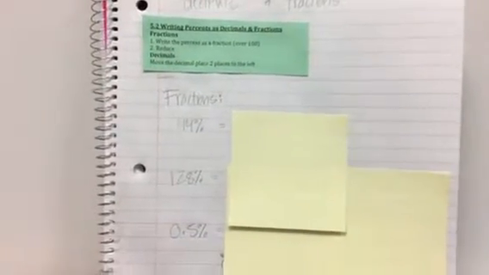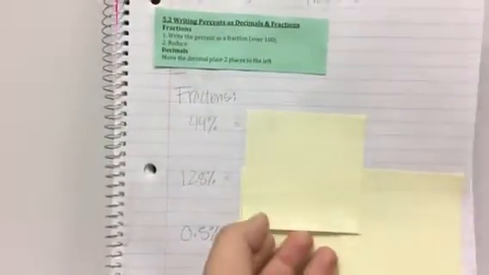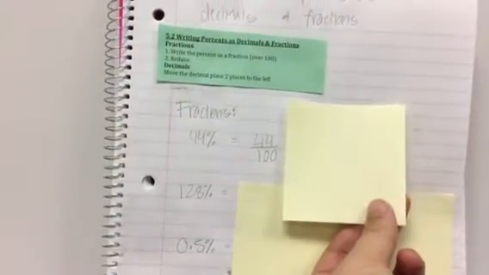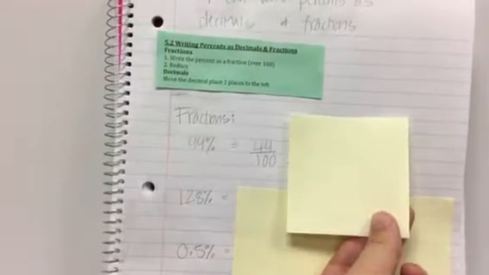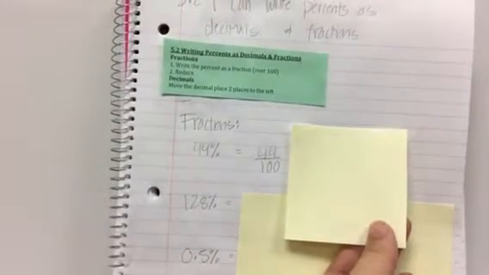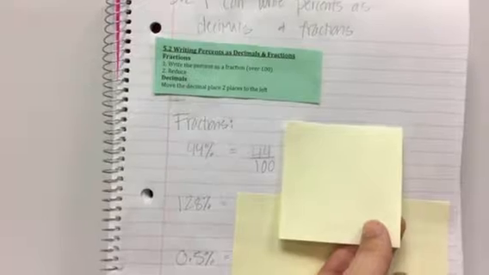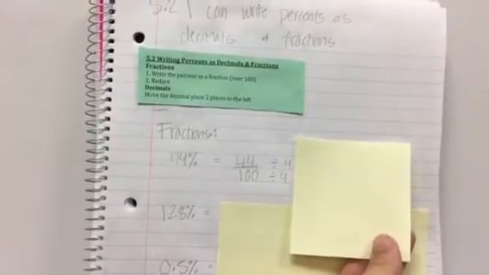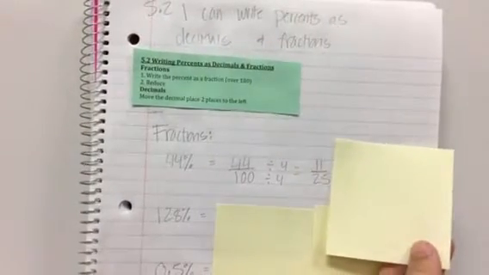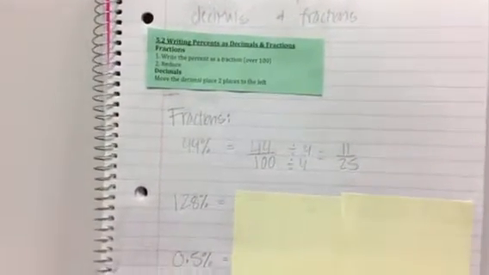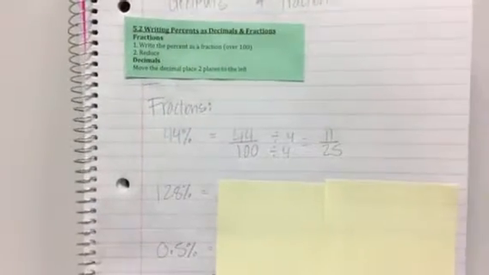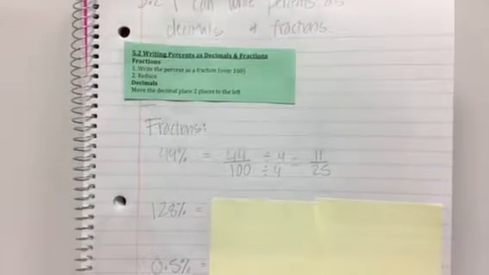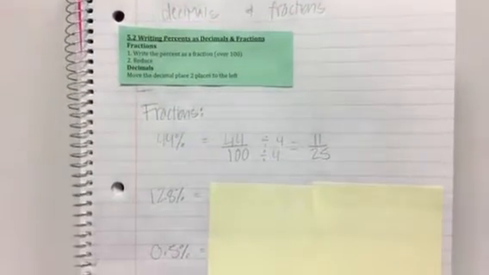Okay, so I want to start with 44%. With 44%, you're just going to put 44 over 100. So we did step 1, write the percent as a fraction over 100. Step 2, now we're going to reduce. So what can go into 44 and 100? We're going to divide by 4 on both of them, and so then we're going to simplify it to 11/25. Okay, so if you want to pause right here for just a minute, then everyone can have a chance to write this down.